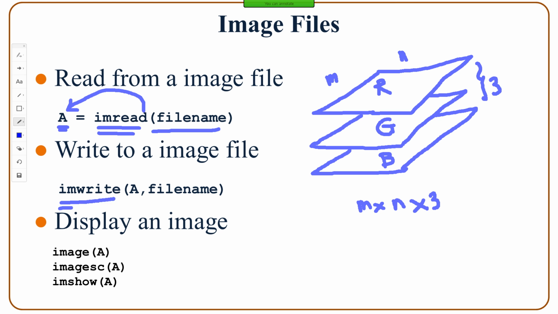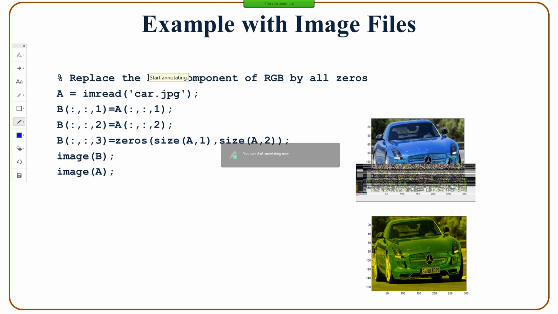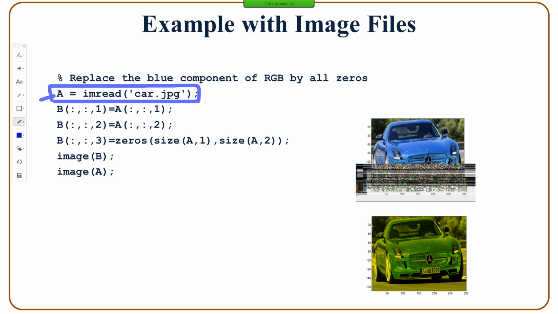In this example, you read a JPEG file into the variable A, and then you start copying A into B. So you copy the first plane, or the first matrix, or the red matrix from A to B, the second matrix, which is the green matrix, from A to B. But for the third matrix, what you have in B is all zeros. So basically this is like you clear out the last dimension, so there is no blue color.